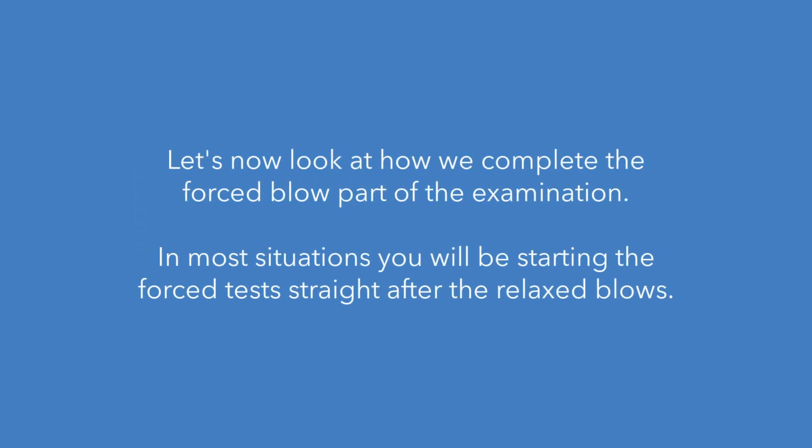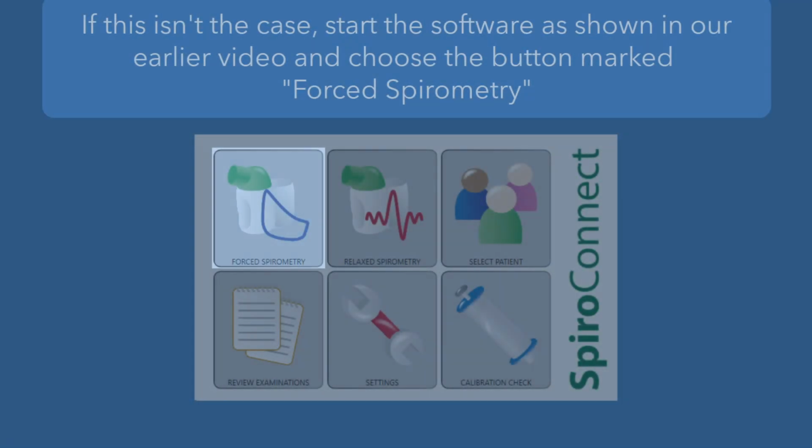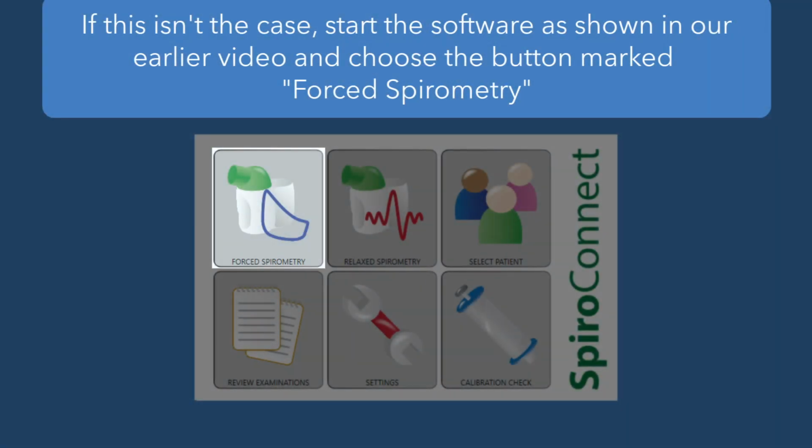Let's now look at how we complete the forced blow part of the examination. In most situations, you will be starting the forced tests straight after the relaxed blows. If this isn't the case, start the software as shown in our earlier video and choose the button marked Forced Spirometry.